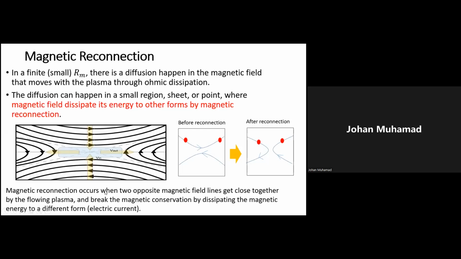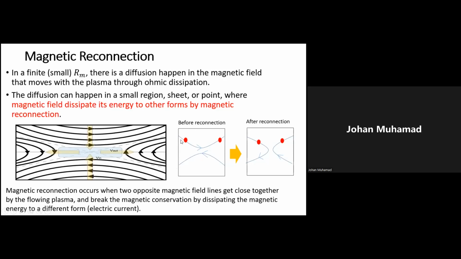So magnetic reconnection occurs when two opposite magnetic field lines get close together by the flowing plasma and break magnetic flux conservation by dissipating the magnetic energy to a different form, usually to the electric current. So we have the magnetic field lines towards the right side, and below we have magnetic field lines towards the left side. And then there's some motion of plasma that makes these two magnetic fields with opposite direction come close to each other, and then they reconnect.